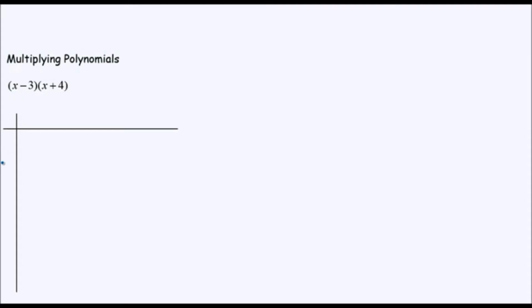You can only multiply two terms at a time. So here I go. I'm going to multiply x plus -3, and I'm going to multiply that by x plus 4.